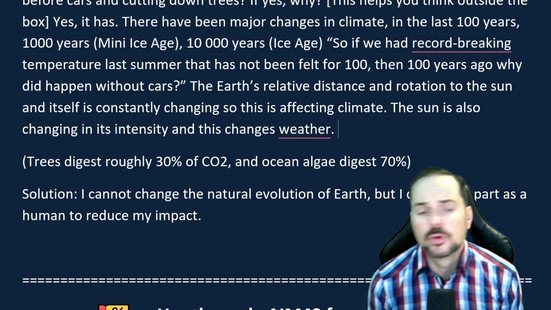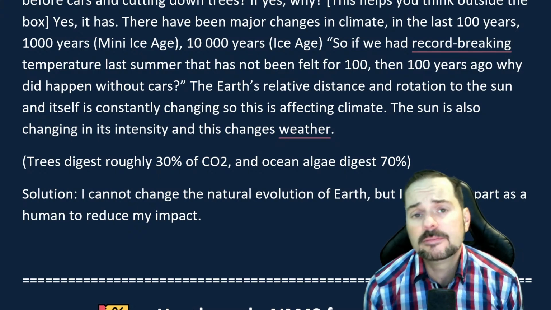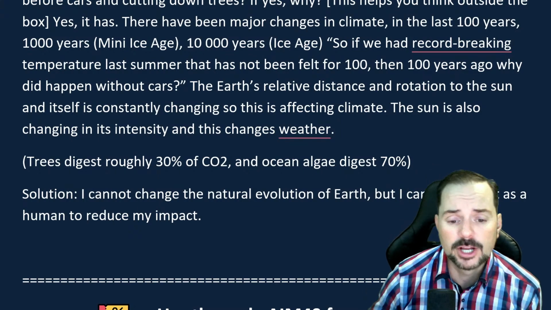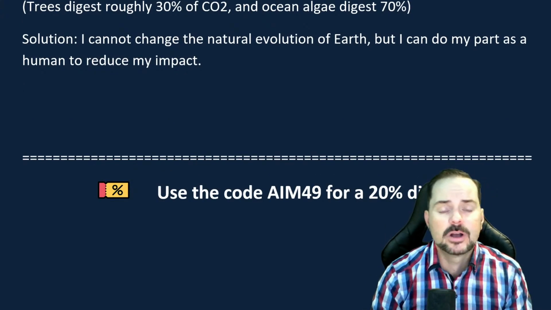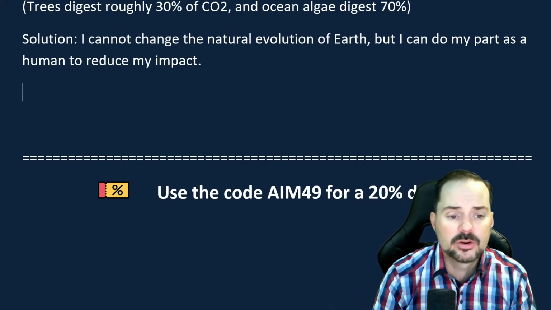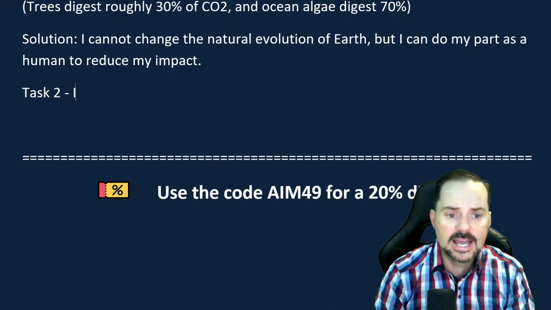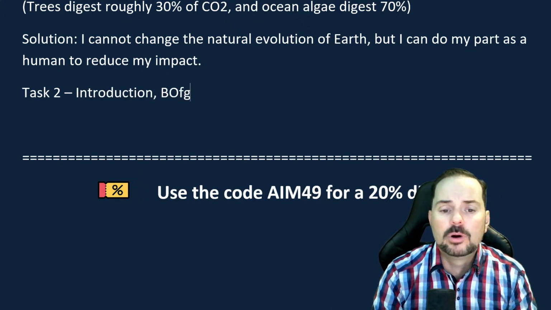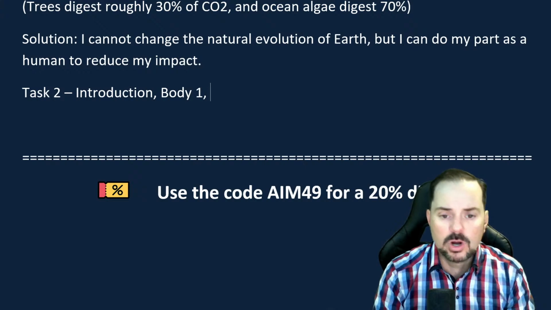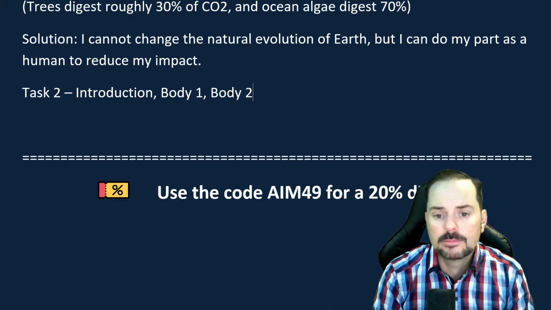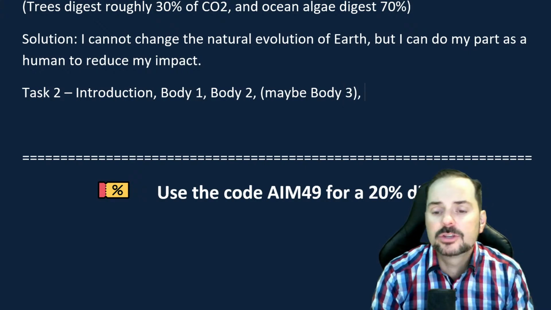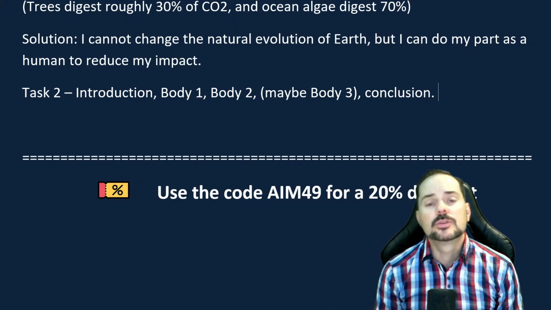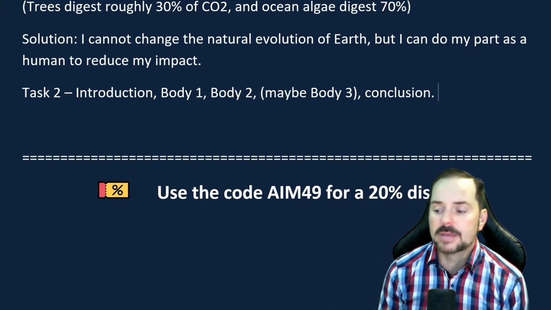Okay. So now we've got a lot of good ideas, and we have all the information that we need to write an introductory paragraph. So your IELTS Task 2 essay should have an introductory paragraph. So Task 2 has introduction, body 1, body 2, maybe a body 3. Depends on how quick you can write and how you organize your essay, and a conclusion. Okay, so that will make up your essay.